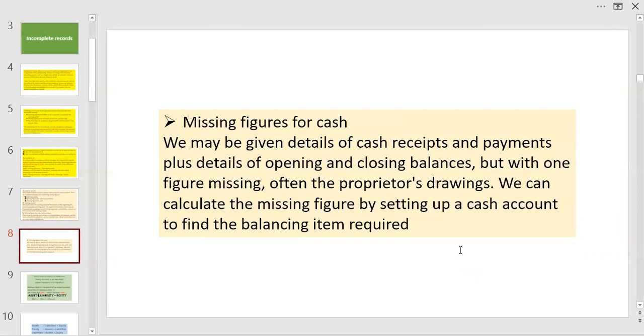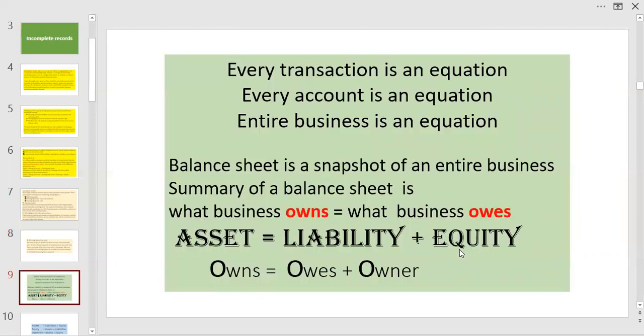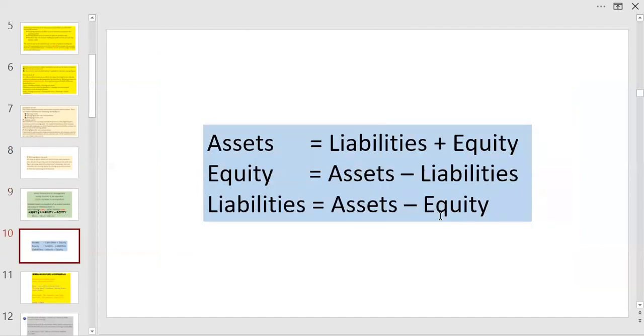We think it will be useful if we look back at what we have learned previously, namely the accounting equation. Every transaction is an equation, every account is an equation, the entire business is an equation. What the business owes, what the business owns. Assets equal liabilities plus equity. The same equation can be presented in different formats.